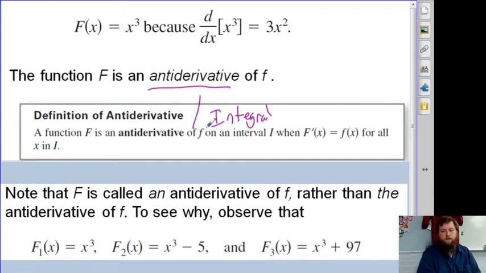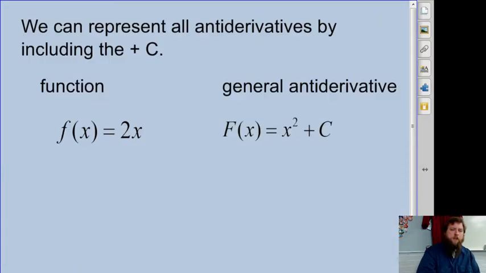If I'm asking for the integral, usually it's an indefinite integral or definite integral, it's the same idea. Find the antiderivative. F is called an antiderivative because you can have more than one. Like we said before, you can have x cubed, or x cubed minus 5, or x cubed plus 97. You see there's some similarity here: I have this number that can change, but it's still an antiderivative. So we can generalize that just by saying plus C.